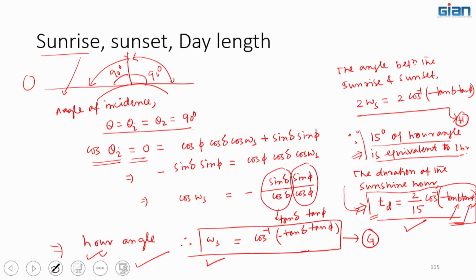We can also find out the length of time, what I mean to say is how long the sun will be there, and what the maximum duration of sun hours is. That can be found by doing this calculation. It is like T_D is 2 by 15 cos inverse of minus tan delta tan phi. So if you know phi and delta, then you can find out the duration T_D of the day length. Fine.